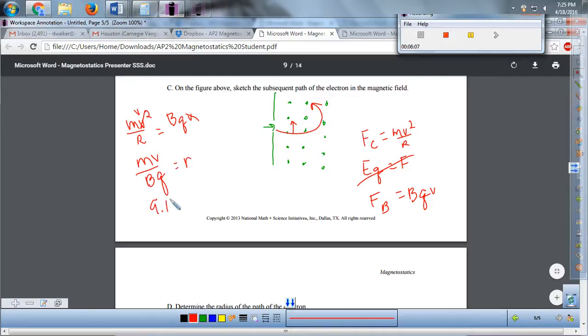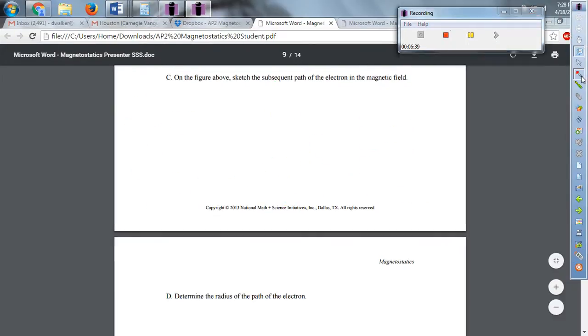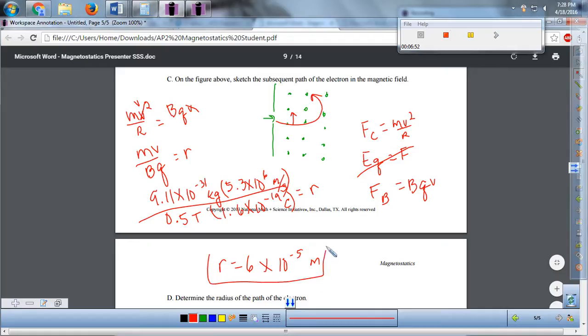Well, we know our mass is 9.11 times 10 to the negative 31st kilograms. Our velocity is, I think we said 5.3 times 10 to the 6, is what we found just a minute ago. Over B they gave us was 0.5 Teslas, and I couldn't find that at first, but it was to the left of that very first picture. So 1.6 times 10 to the negative 19th coulombs is the charge, so that'll get us the radius. I'm going to pause and find a calculator and figure that out. Okay, so that's 6 times 10 to the minus 5 meters is the radius. At least that's what all that math is supposed to come out to be.